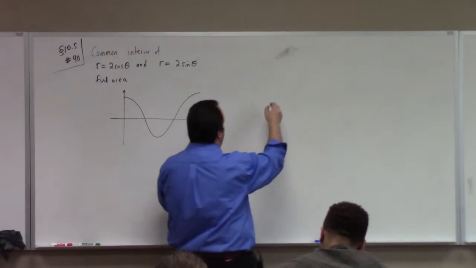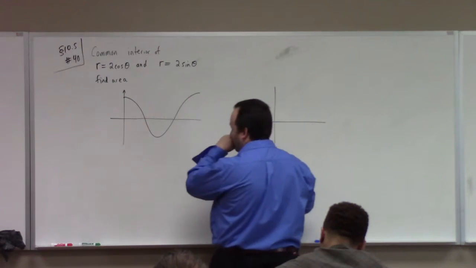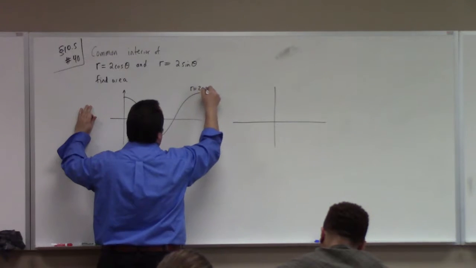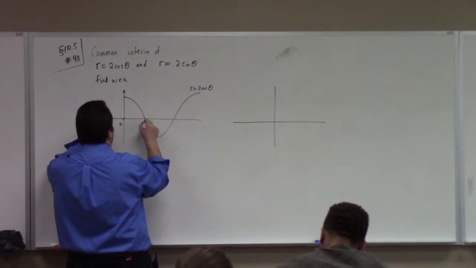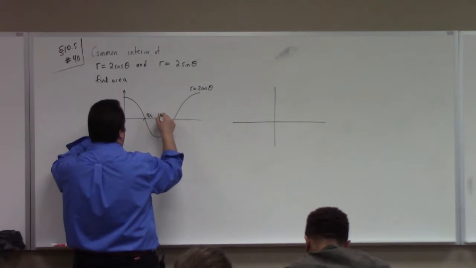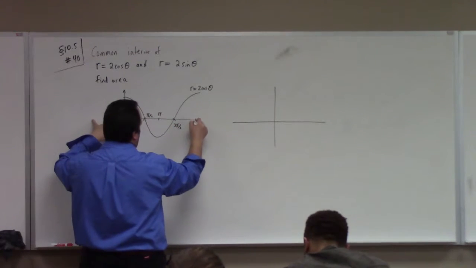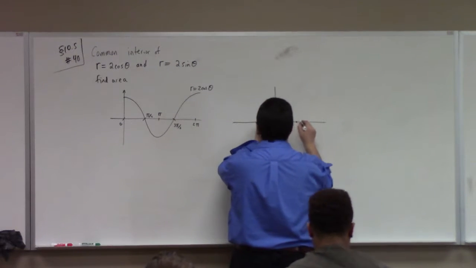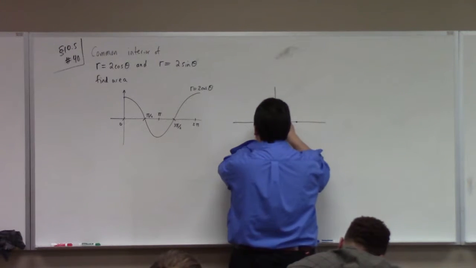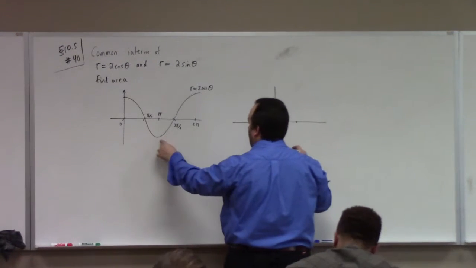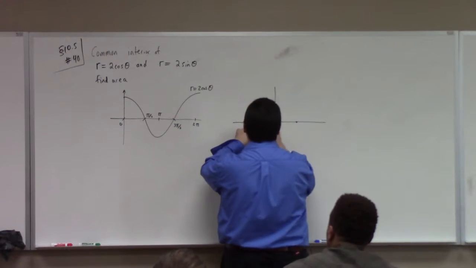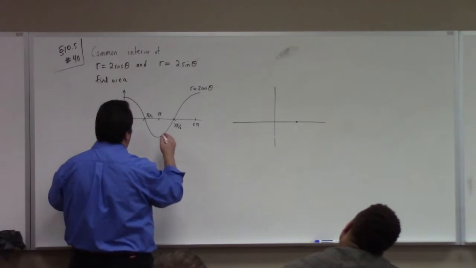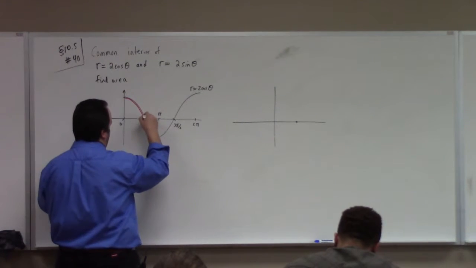Let me just go ahead and plot that one. So at 0, here's 0, here's pi over 2, pi, 3 pi over 2, 2 pi. At 0, I'm at 2, right? At pi over 2, I'm at 0. At pi, I'm at minus 2, which means I'm back here again. Aha. So it looks like if I just focus on this piece right here alone, it's the full story.